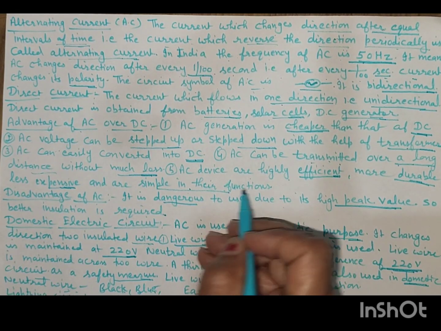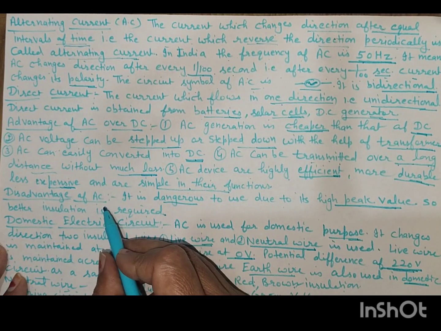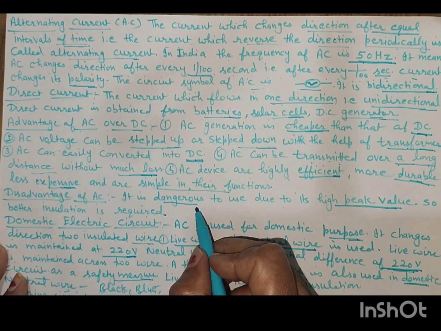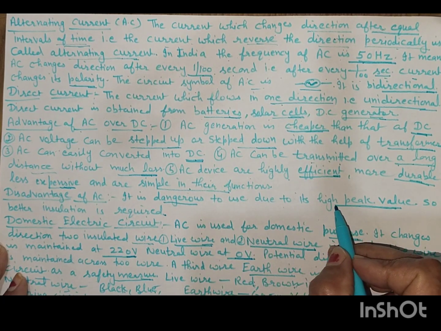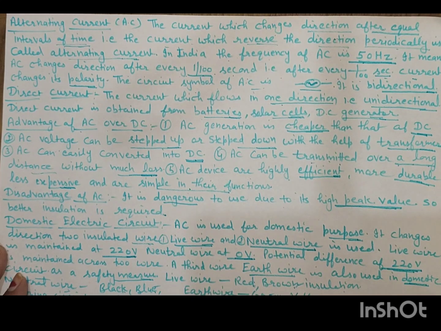Now, what are the disadvantages of AC? The disadvantage of AC, alternating current, is that it is dangerous to use due to its high peak value. So, better insulation is required.